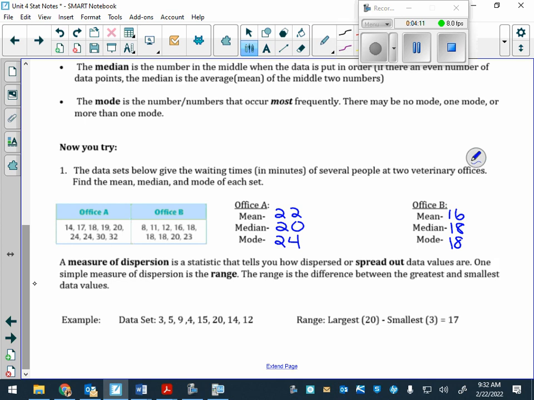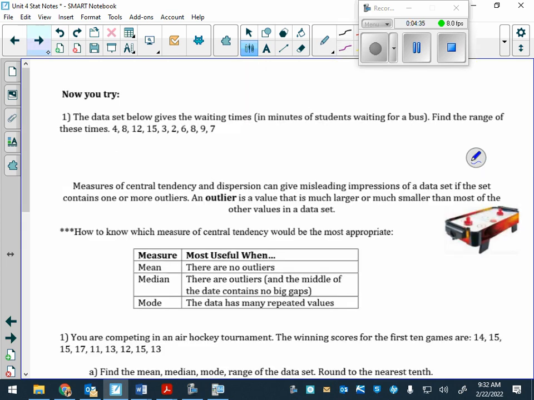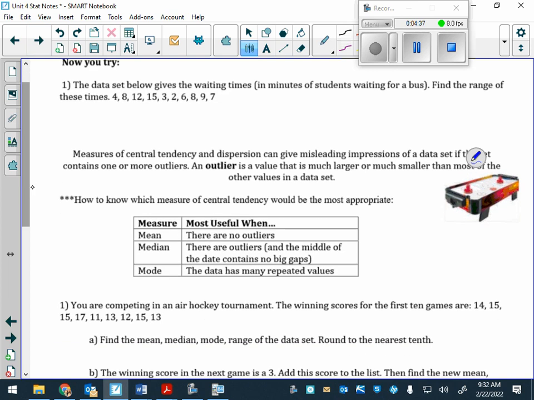The measure of dispersion tells you how spread out the data values are. For right now we'll be using the range. It's not really as reliable as when we get to standard deviation. The range just looks at how spread out the values are by taking the max, the largest, subtracting the min.